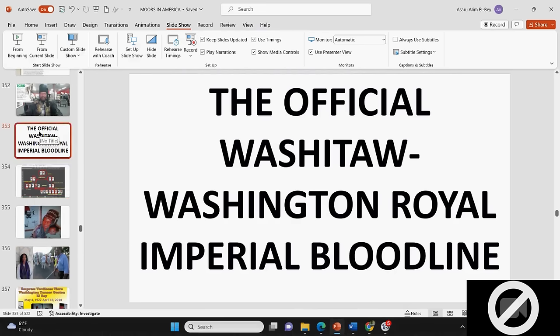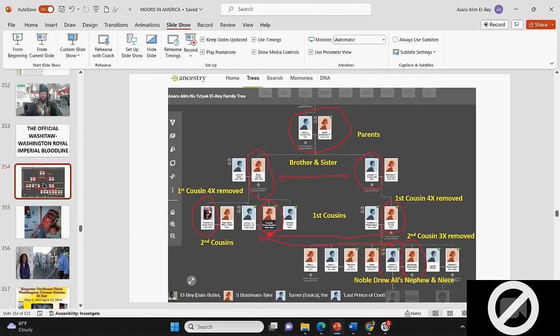So, we go here. The official Washington Royal Imperial Bloodline. Since we figured out the Imperial Bloodline of Noble Drew Ali, we also show that the Empress is Noble Drew Ali's nephew and niece. All right. Here, nephew and nieces you have here, remember, Corella, his sister, had John Gaston. So that is Prophet Noble Drew Ali's nephew. Okay? His niece would be Verdiasi Washington, the Empress, by marriage.